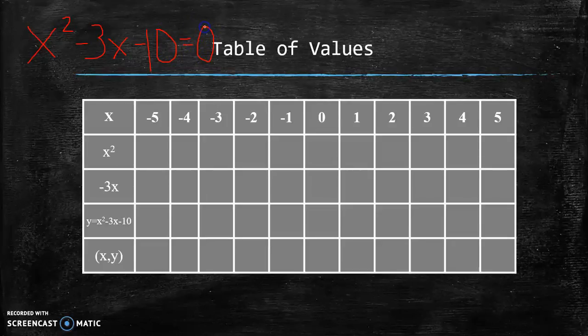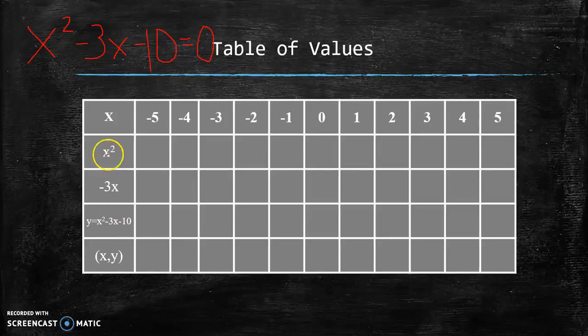equals 0. So we're going to start by looking at a table of values. I just made a very generic table. These are going to be my x values across the top. And down here I'm looking for x squared and then the minus 3x and then putting that all together with the minus 10. This will give you the y value. So together we will be able to find the x and the y.